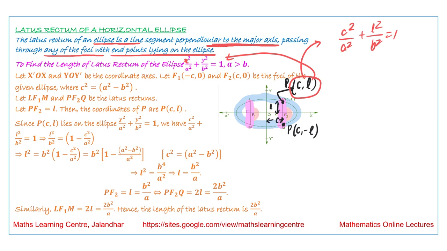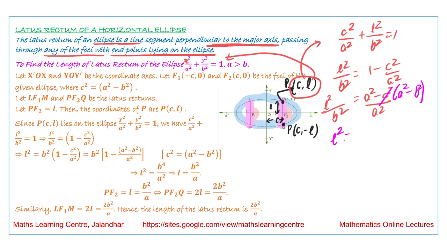So from this we can obtain that L square over B square is equal to 1 minus C square over A square. This is equal to A square minus C square over A square. This is L square by B square. And the value of C square, we know, in place of C square we can write A square minus B square. So we are getting L square is equal to B raised to the power 4 over A square.